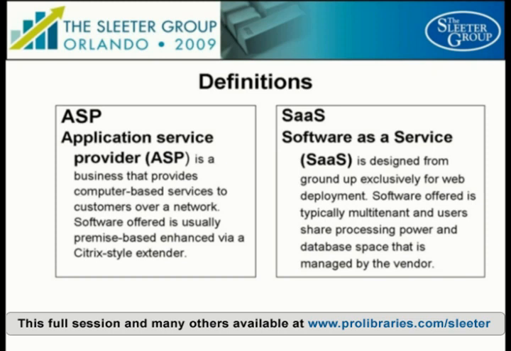ASP is an application service provider, a business that provides computer-based services to customers over a network. Software is usually premise-based, enhanced via Citrix-style extender. That's my definition of ASP.